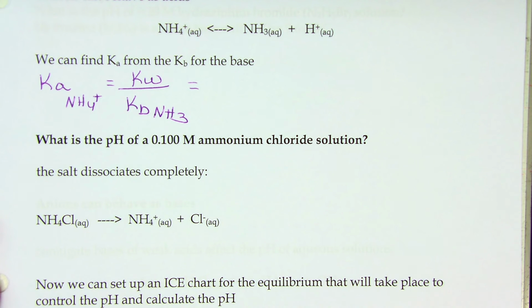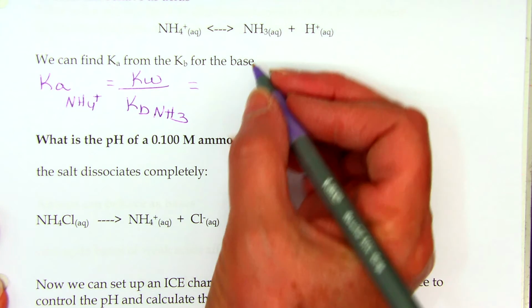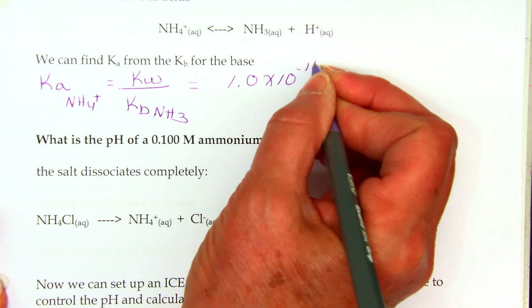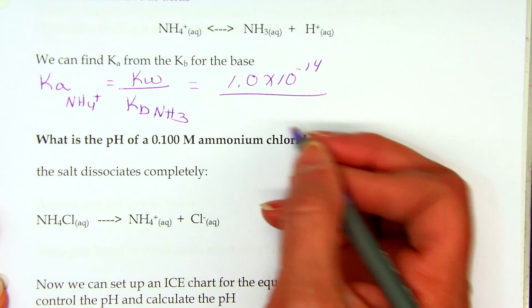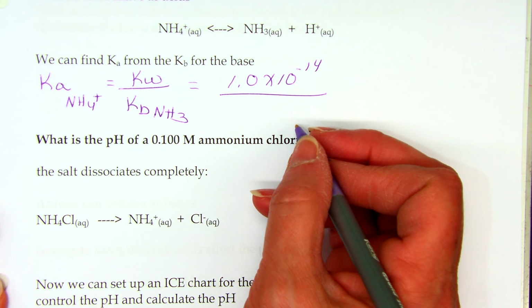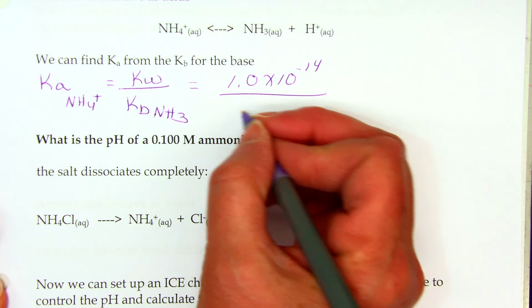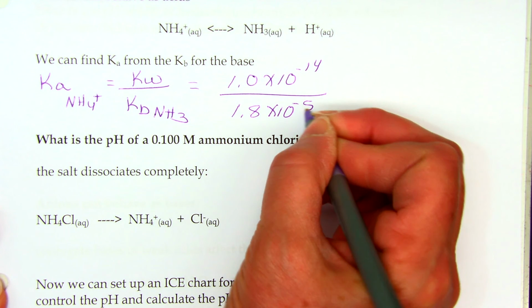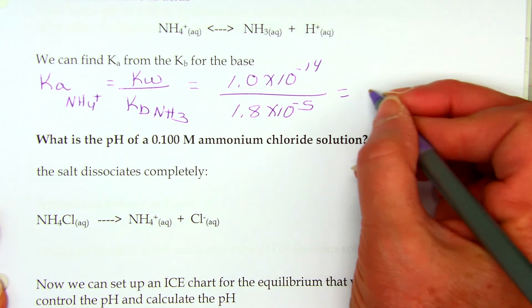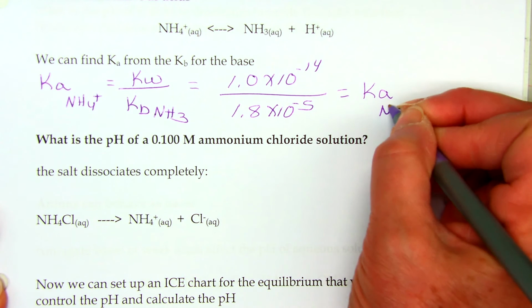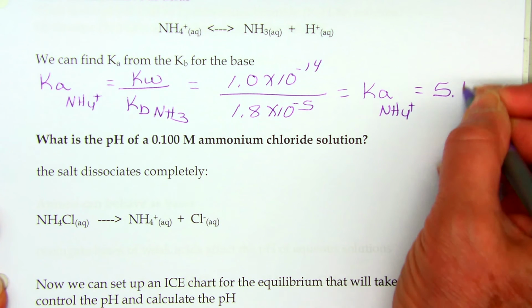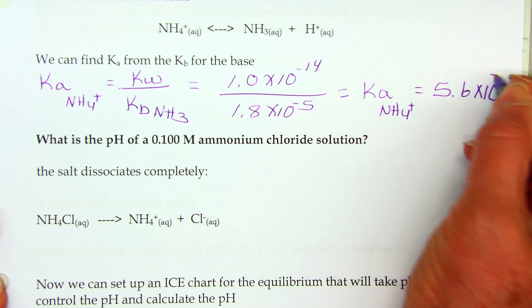So we look at our chart of Kw at different temperatures. That was earlier in the chapter in your note packet. Kw is 1 times 10 to the negative 14th. Then we look up the Kb for ammonia on the Kb chart that's a couple pages back in the packet: 1.8 times 10 to the negative 5th. And we get our Ka for ammonium is equal to 5.6 times 10 to the negative 10th.